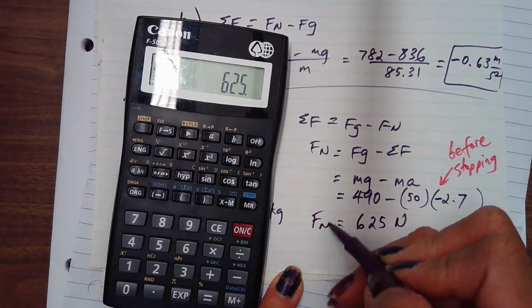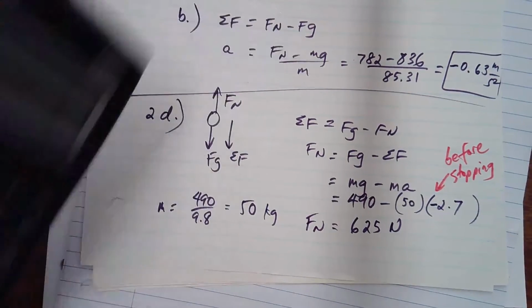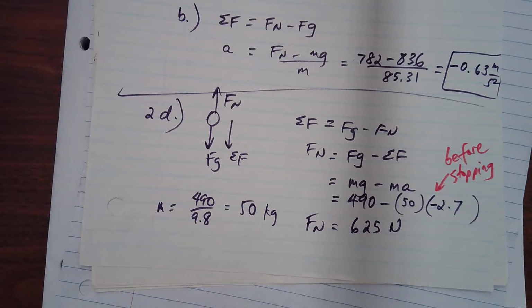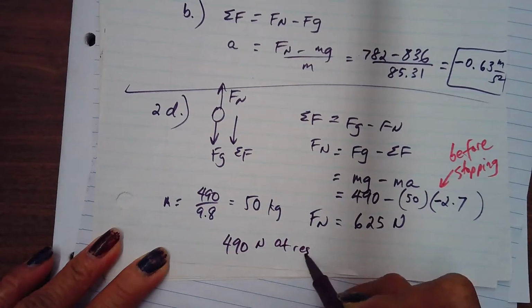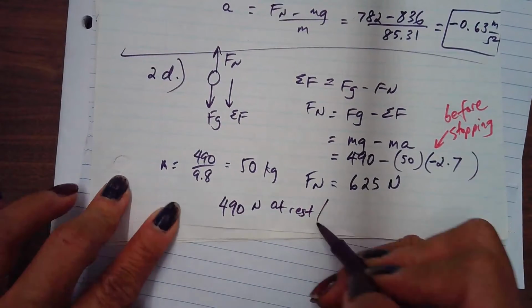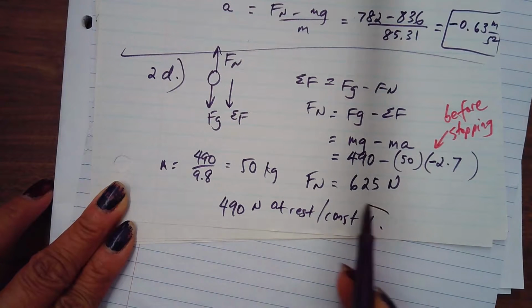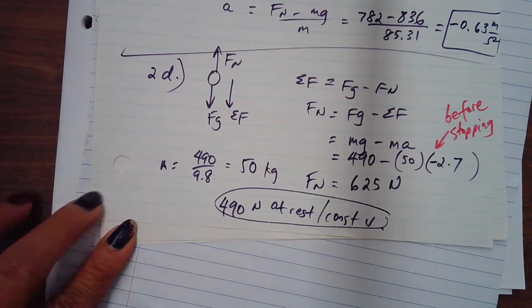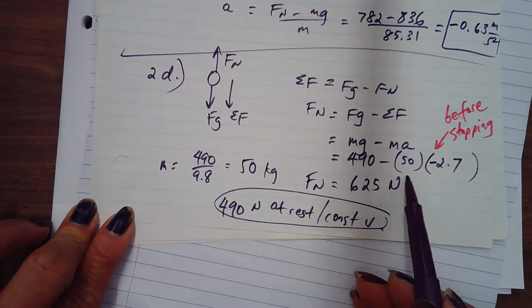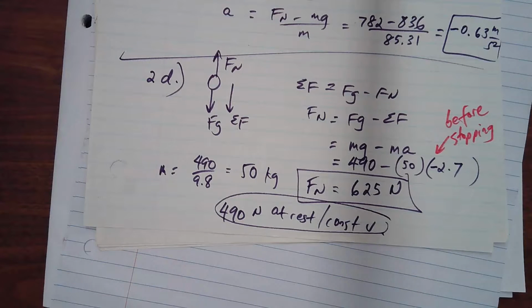Okay, what is this person doing? The person is going down. What was the weight before? 490. So 490 newtons at rest, or acceleration is 0, constant velocity. The person's true weight is 490, but when the elevator was decelerating as it was going down, the person's apparent weight became 625.